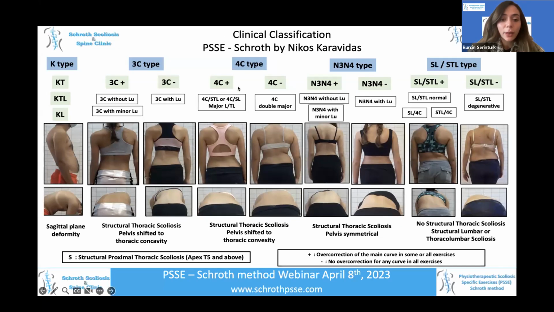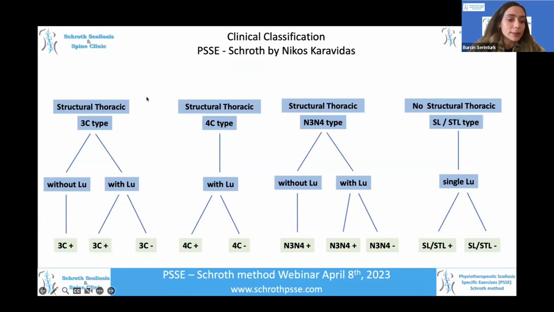And the next type, 4C type. 4C means structural thoracic scoliosis and pelvis shifted to thoracic convexity. And the next type, non-3, non-4 type, means structural thoracic scoliosis and pelvis symmetrical. And the final, SL-STL type, means no structural thoracic scoliosis, but structural lumbar or thoracolumbar scoliosis. As I said before, we have main types of scoliosis, but each type is divided into 2 groups, plus and minus. I will explain the symbols plus and minus on upcoming slides, not now. For now, we mention that we have 4 main types of scoliosis and each type is also divided into 2 groups.